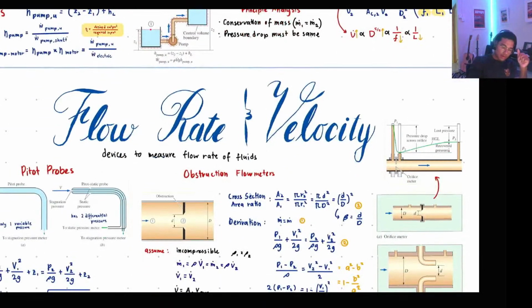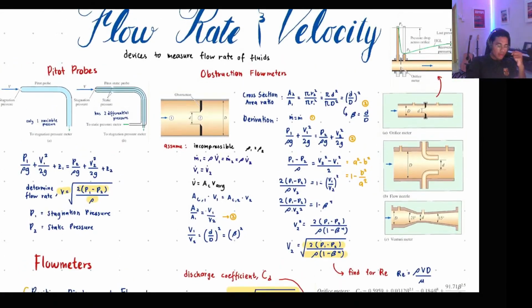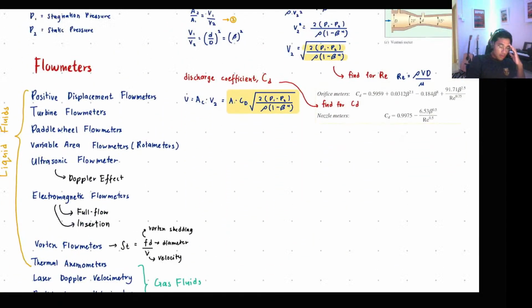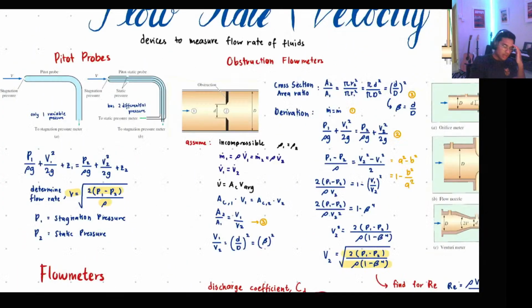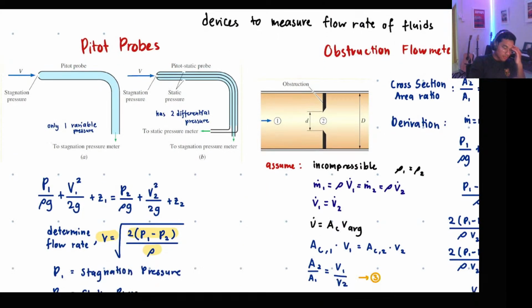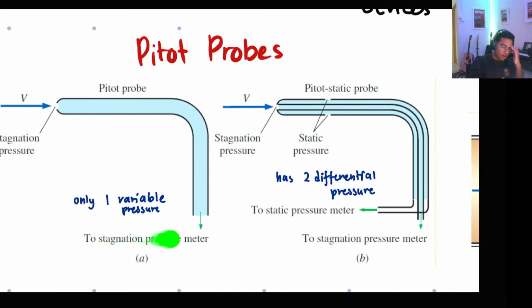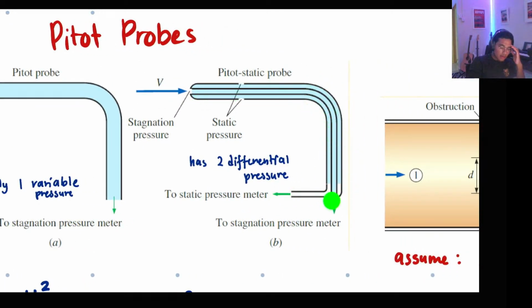Alright, so that is the piping networks. Now, flow rate and velocity measurement. Okay, we're almost done, guys. There are three topics. First is the pitot tube. There are two different pitot tubes: single pressure and double pressure, that's what I call it. The single pressure just measures the stagnation pressure. The double pressure measures a differential pressure, which is the static pressure and also the stagnation pressure.